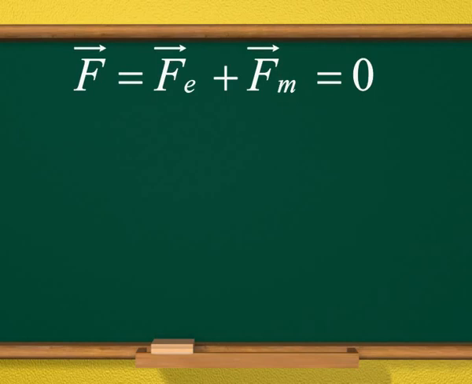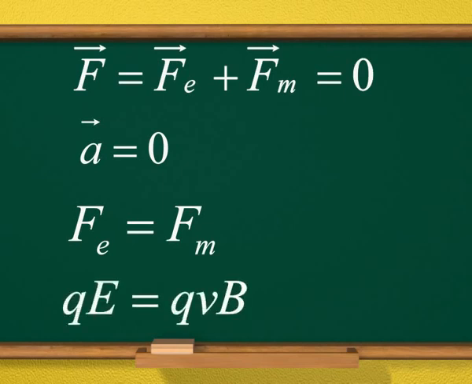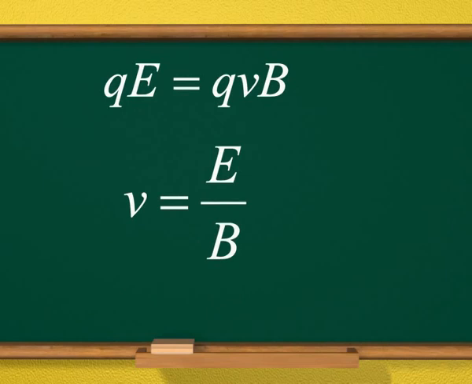Now, can you think what would happen if v, E and B are mutually perpendicular to each other? In this situation, if vector E and vector B are such that the net force is zero, then acceleration vector a is also equal to zero. It simply means that the particle will pass through the fields without any change in its velocity. Hence, the magnitudes of electrostatic force and the magnetic force are the same, which gives velocity v as the ratio of electric and magnetic field intensities. This concept is used in velocity selector to get a charged beam having a definite velocity.